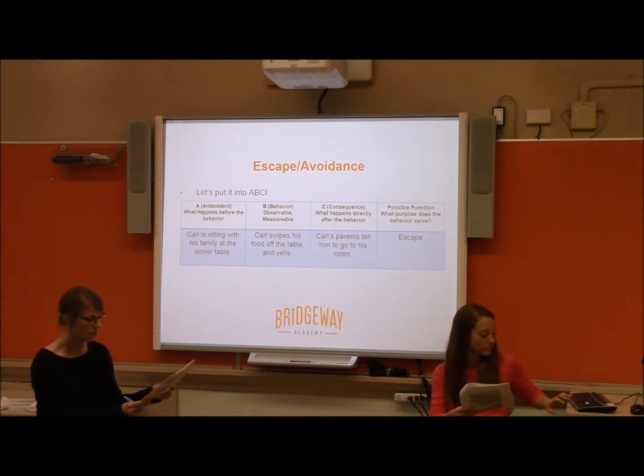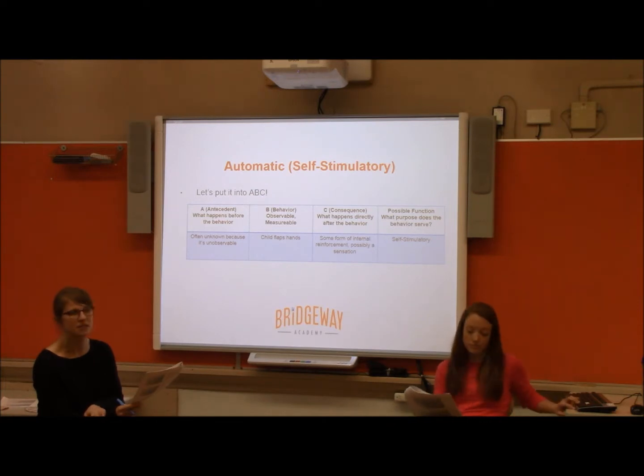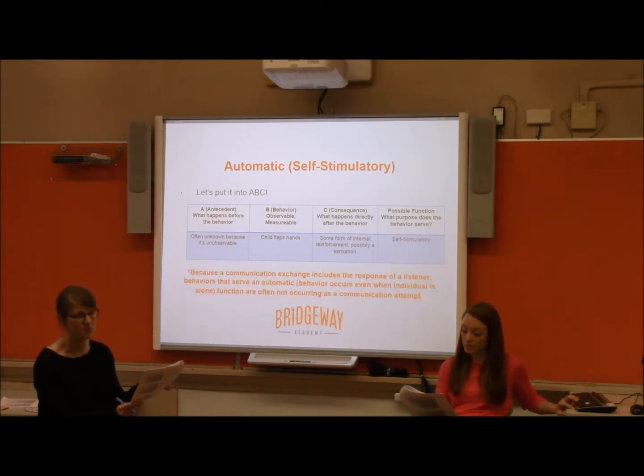And then the fourth one is automatic or self-stimulatory, or sensory is another way to call it. The antecedent is often unknown because there are several times that we can't observe it. It just might feel good, there's an internal sensation. The behavior, for example, is a child flapping their hands or running back and forth. The consequence is some form of internal reinforcement, that sensation, and the purpose is that it's self-stimulatory, or it's meeting a sensory need.